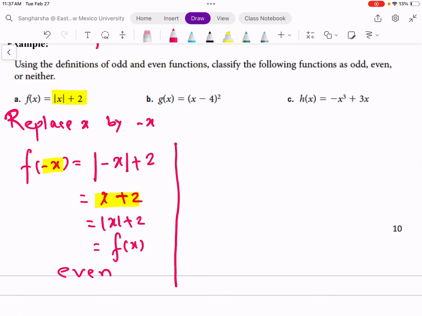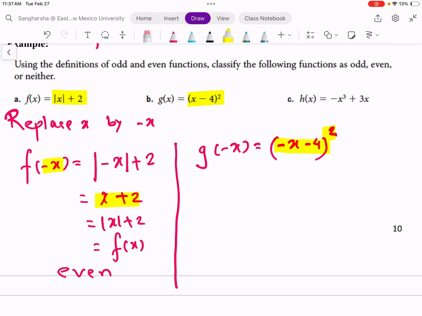You replace x by negative x. So we have g of negative x equals negative x minus 4 squared. Now are these two the same thing? We need to check whether negative x minus 4 squared is the same as x minus 4 squared. Yes, we can check by expanding.